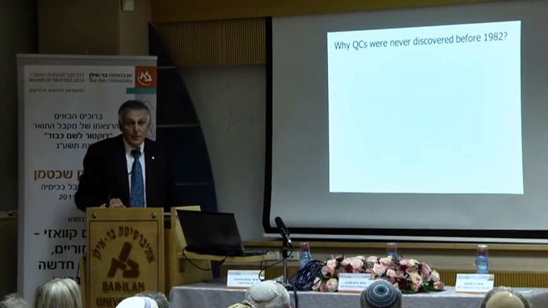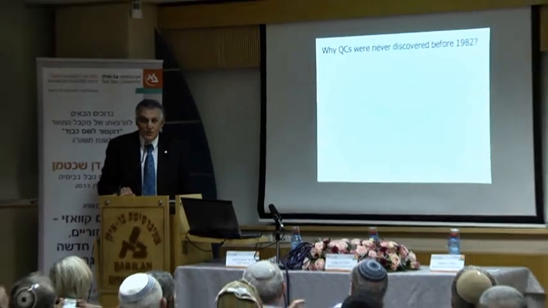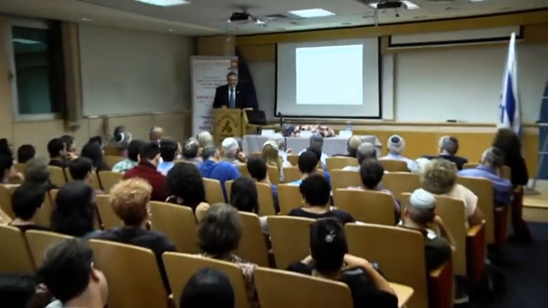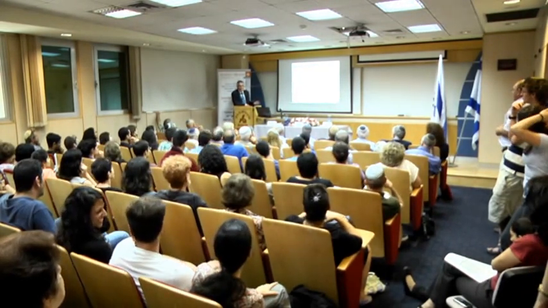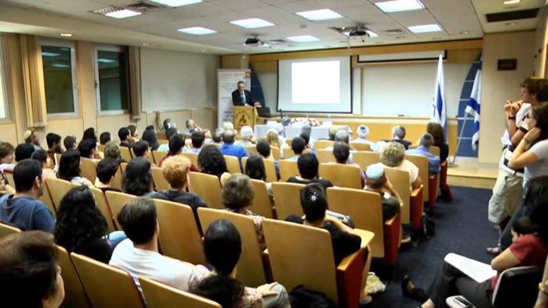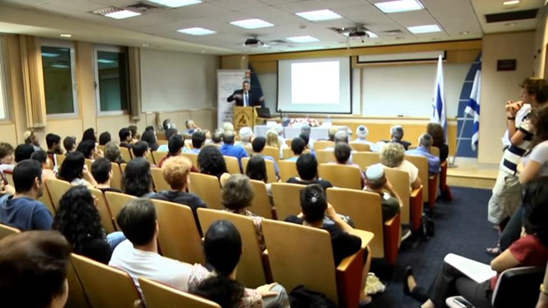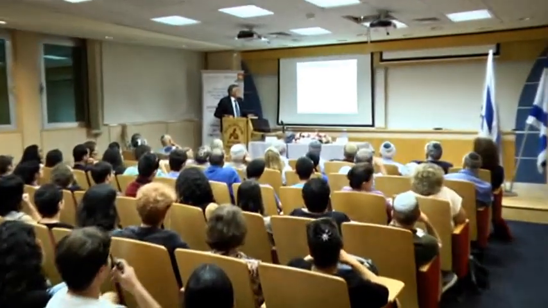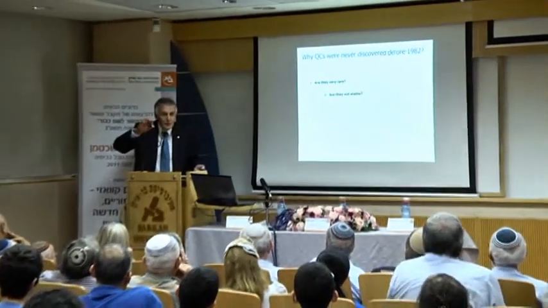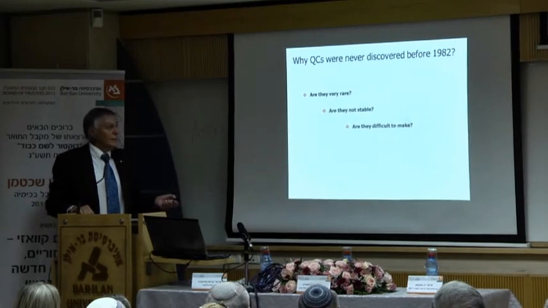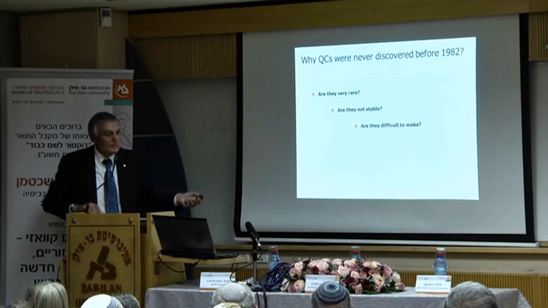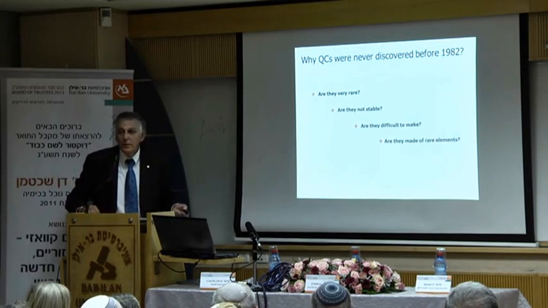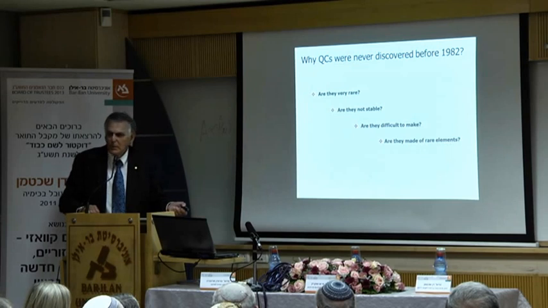Now, time for questions, and I will ask the first question, and I will also answer it. Why is it that quasi-periodic materials were never discovered before 1982? Is it because they're very rare, and I stumbled upon them? Is it because they're not stable, you touch them, they transform? Is it because they're difficult to make, and only me with my magic hands made one? Or is it because they're made of rare esoteric elements? Why were they not discovered before?